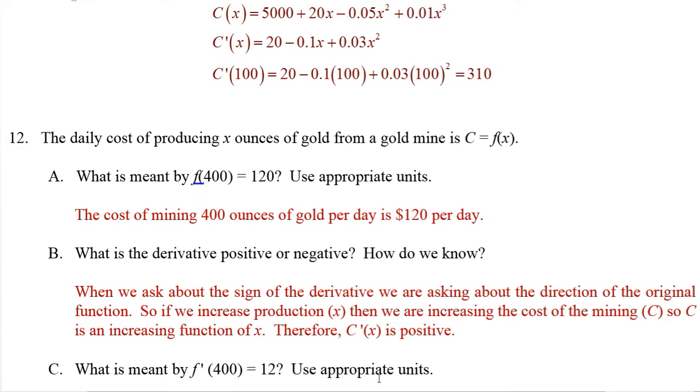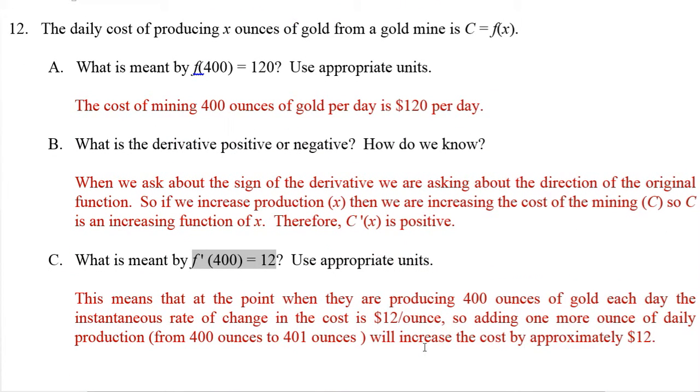What is meant by f prime of 400 equals 12? Now be sure that you're careful and not confuse f of 400 and f prime of 400. These are two different functions. We have the original function up here, and down here now we have the derivative. So that's the slope here. So the slope of the original graph is 12 when x is 400.